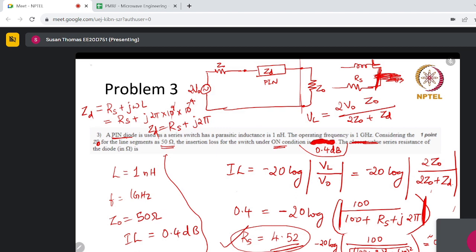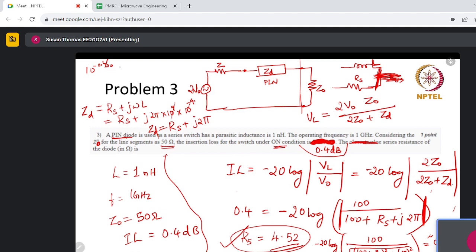You write, madam, that last step. Okay, last step would be 10 power minus 0.4 by 20. You take 20 to the other side, so 0.4 by 20. Now you take the inverse logarithm, so it will become 10 power minus 0.4 by 20. Is that clear? Yes, madam.